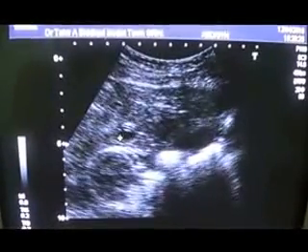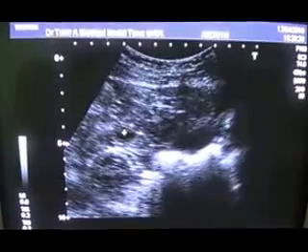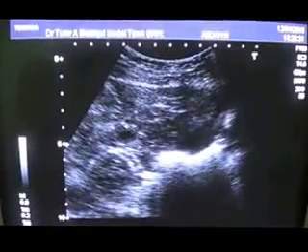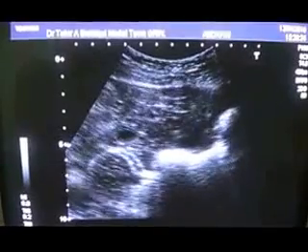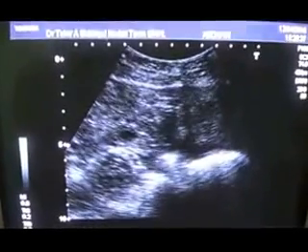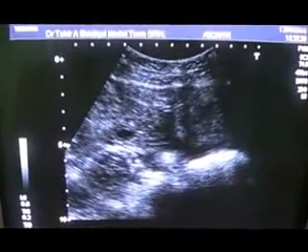You see a small cystic area which is surrounded by an echogenic ring, freely placed in the region of the right adnexa.